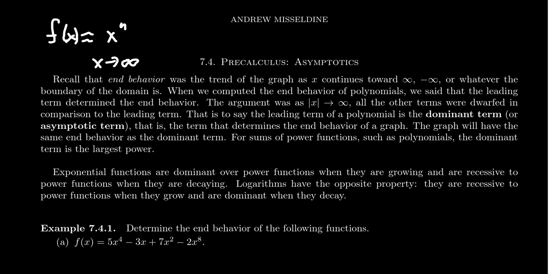And so for sums of power functions, such as polynomials, right? So power functions in general, your exponent could be any real number. With polynomials, we only allow it to be positive integers. I guess we could have a zero as well. That's a constant term. But for sums of power functions, the dominant term is always going to be the largest power. So even if those exponents were fractions, even if they're irrational, even if they're negative, the dominant term is going to be determined by the biggest power present. So that makes it pretty easy for determining dominance for sums of power functions. You just look for the biggest term, right?